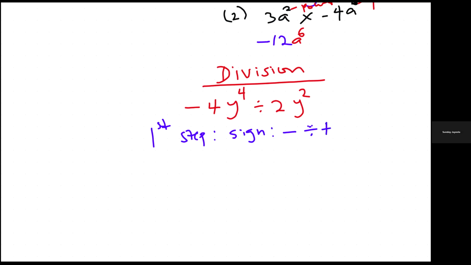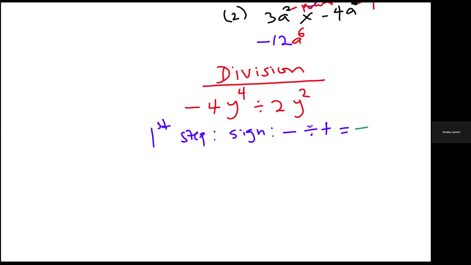Like I told us all the time, if you are multiplying signs that are the same, or dividing signs that are the same, the answer will be positive. If they are not the same, it's going to be negative. Take note of that. This negative here and this positive here are not the same, so when you are dividing, it's going to be negative.